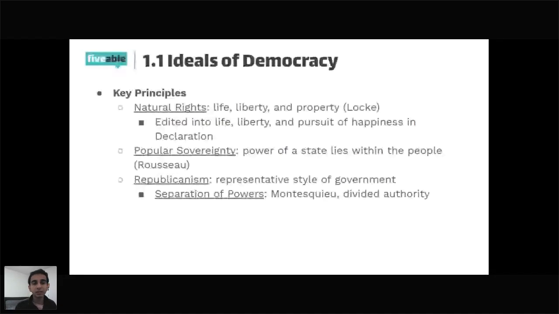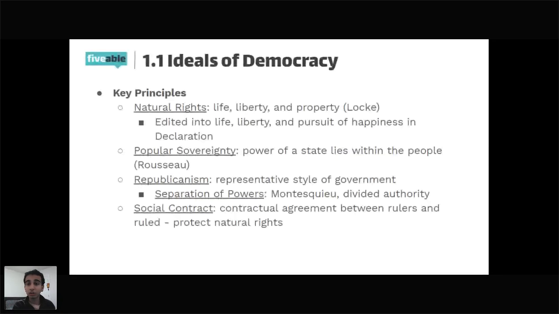Separation of powers kind of goes in with that. And that talks about how we divide the three branches of government: executive, legislative, and judicial. So that's something really from Unit 2. But checks and balances is a theme that's consistent throughout this course, so you should make sure that you are aware of that. The next thing that I wanted to talk about is the social contract theory.